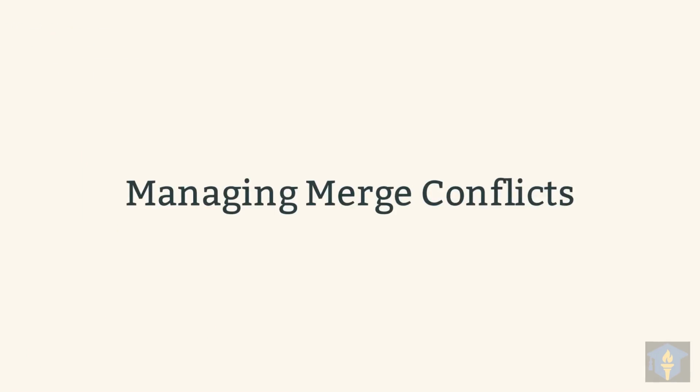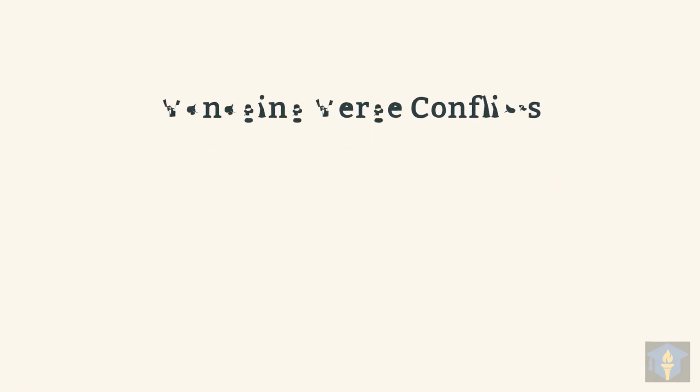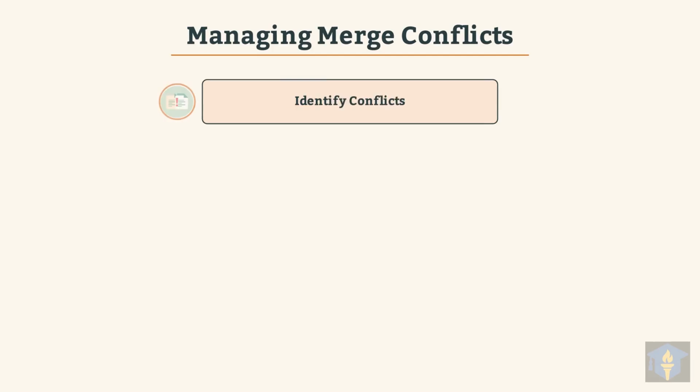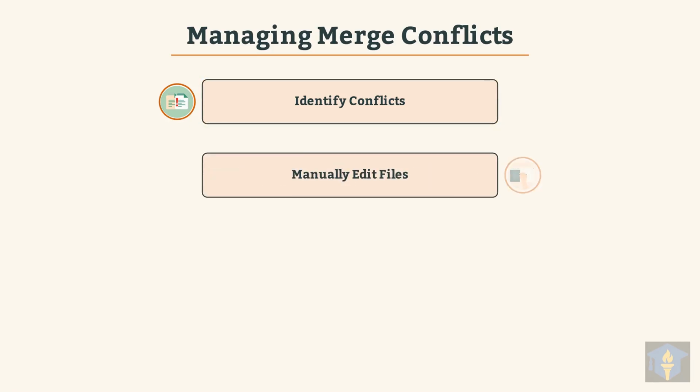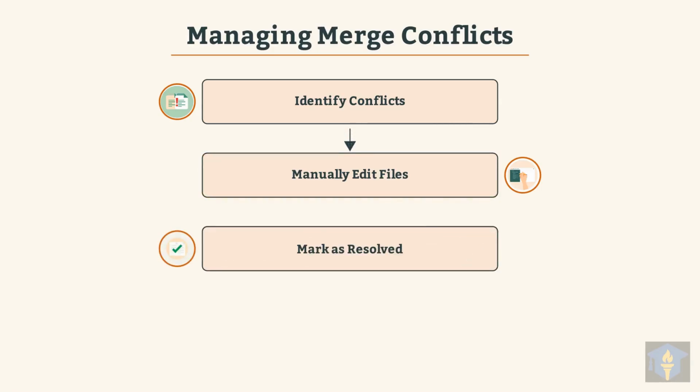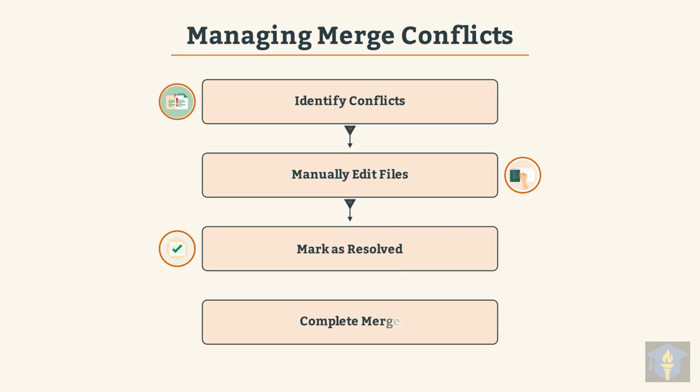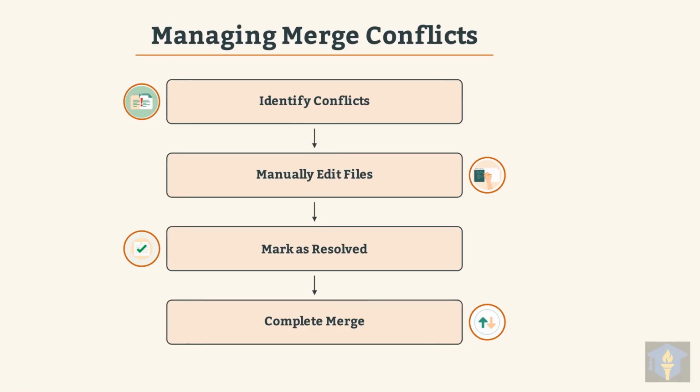Now, let's tackle a common challenge in version control: effectively managing merge conflicts when they arise. The first crucial step is to identify precisely where these conflicts have occurred within your code files. Next, you'll need to manually edit the affected files to carefully resolve the conflicting lines of code. Once you've fixed the issues, you must mark those files as resolved, indicating the conflicts are fully handled. Finally, you can complete the merge operation, integrating all the changes smoothly into your branch.